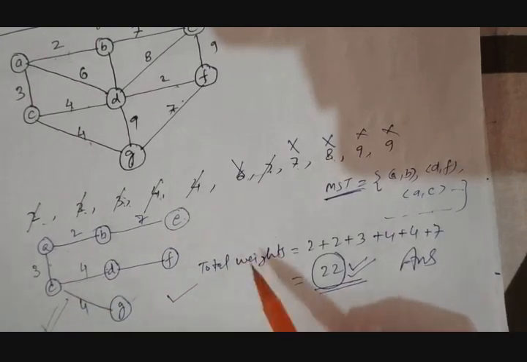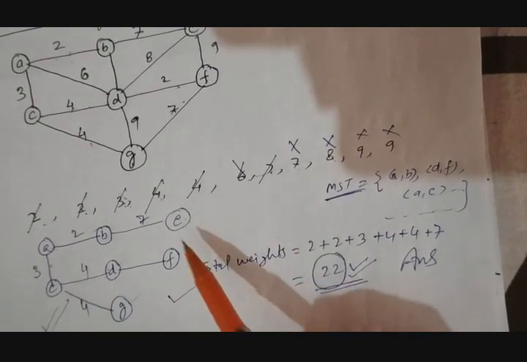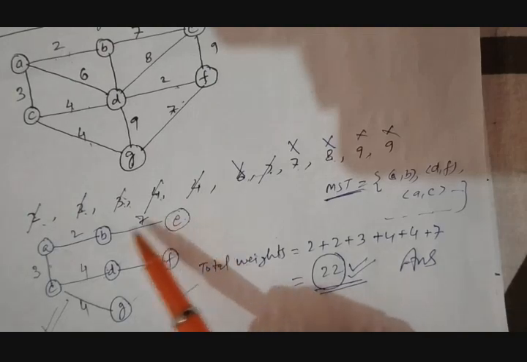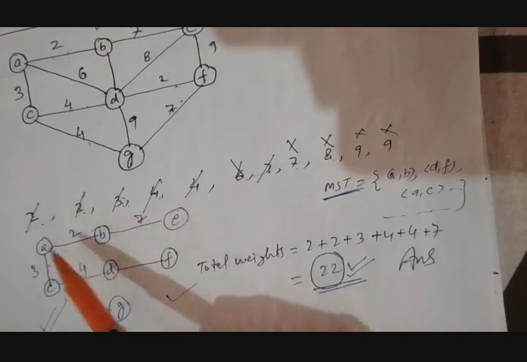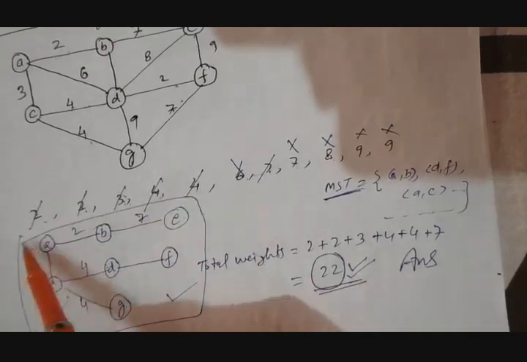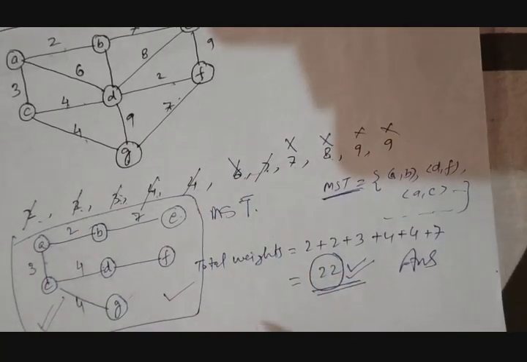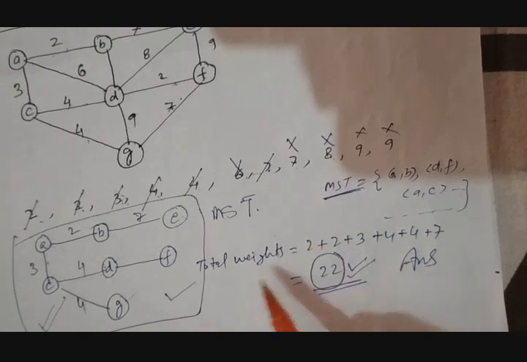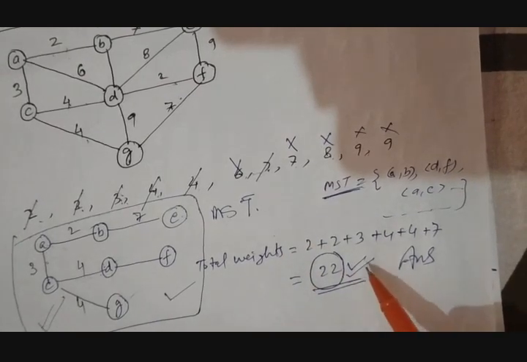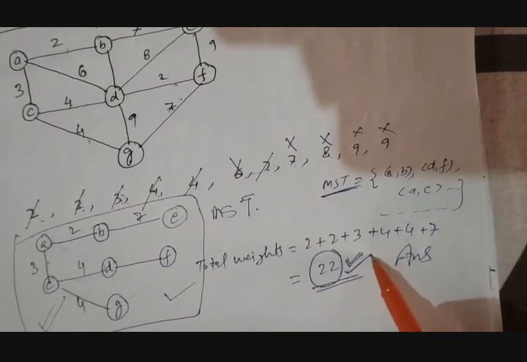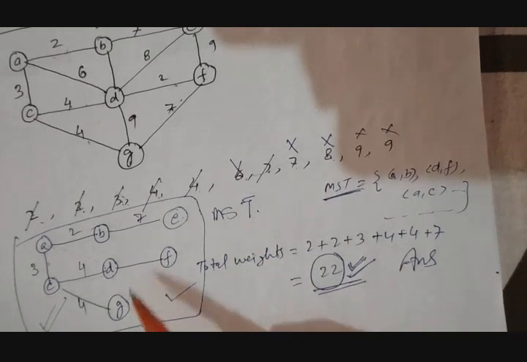So this kind of question can be asked in the exam. You find out the minimum spanning tree, and you will draw a tree like this. This will be your minimum spanning tree. This is your answer. It can also be asked to find out the total weight of the minimum spanning tree. So this will be your answer, 22 over here. Okay. Now this same problem.